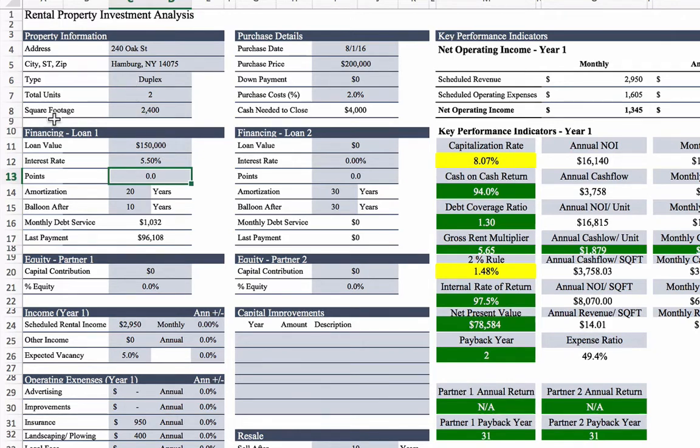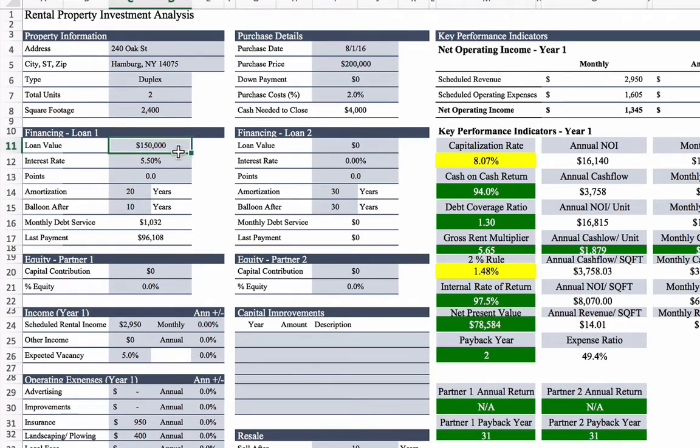Now I have these kind of standard numbers in here. This is a typical commercial loan. So let's say that my business is getting loaned this money, and the house will be collateral for it. So that works out nicely. Now, if you're buying this personally, you might put a 30-year amort, a 30-year balloon in there. So it just depends on your situation. I'm going to have the 20 and 10 in there.